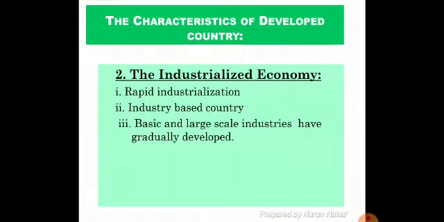The second characteristic of a developed country is the industrialized economy. Industrialization of that country is rapidly going on, and the country is also called an industry based country. In that country, basic and large scale industries have gradually developed instead of small and cottage industries.